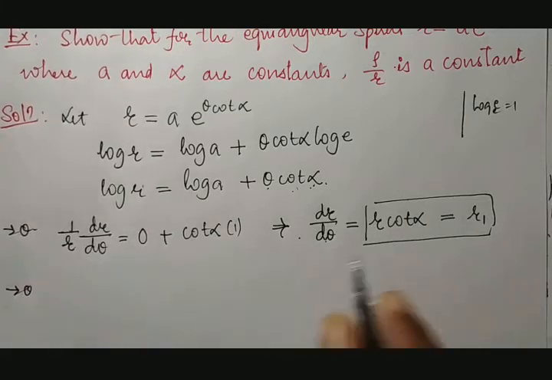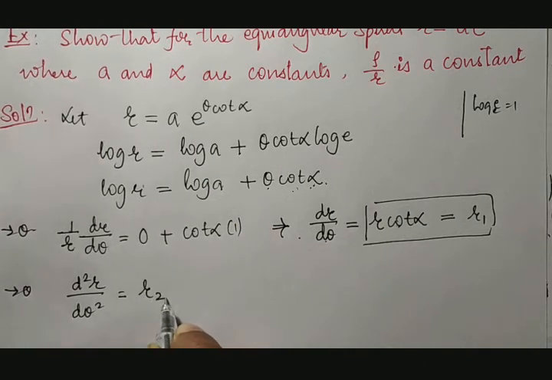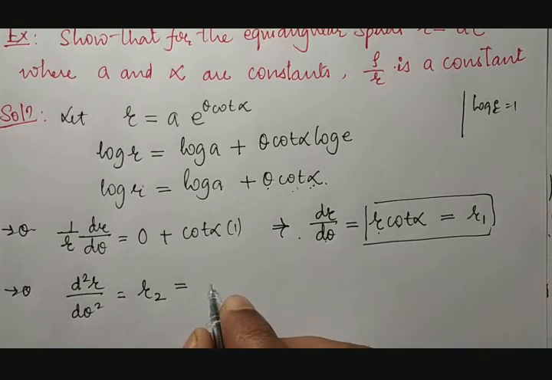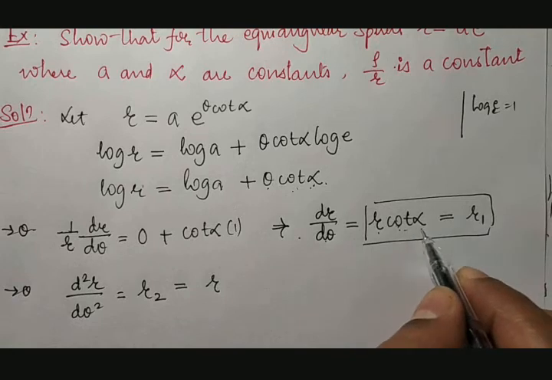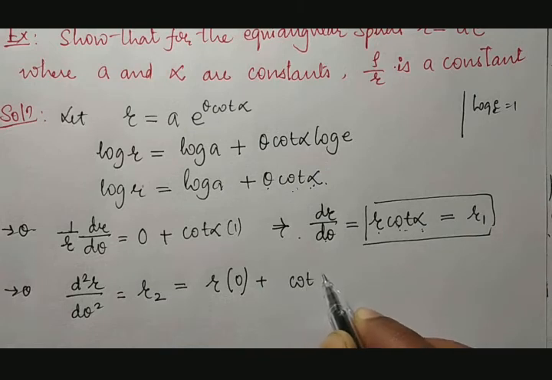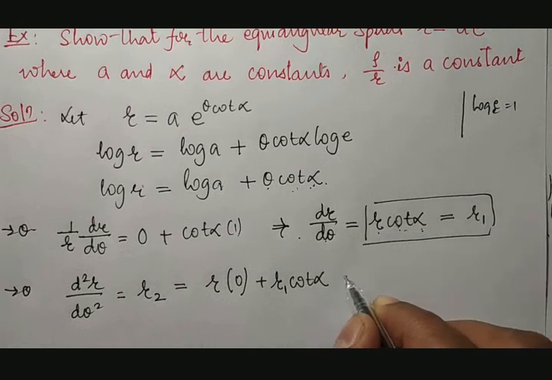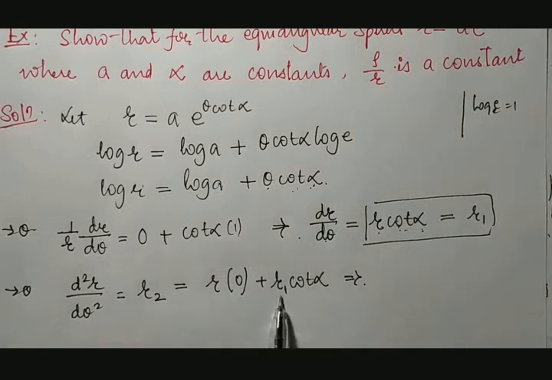So differentiate this r1 once again with respect to theta. Then we will be getting d square r by d theta square. This will be the notation for r2 now. r2 is equal to r common, differentiation of cot alpha with respect to theta will be 0, plus cot alpha common and differentiation of r with respect to theta will be r1, because dr by d theta is nothing but r1 now. Okay, r1.